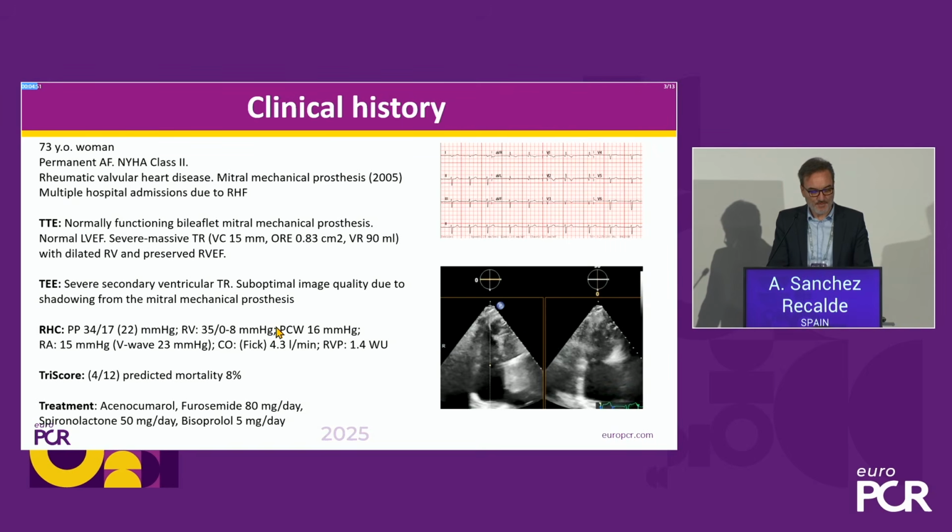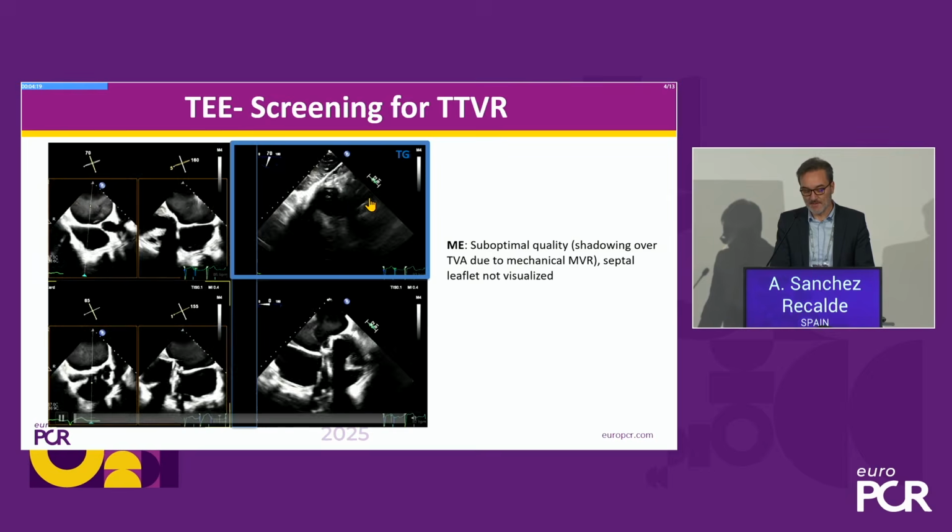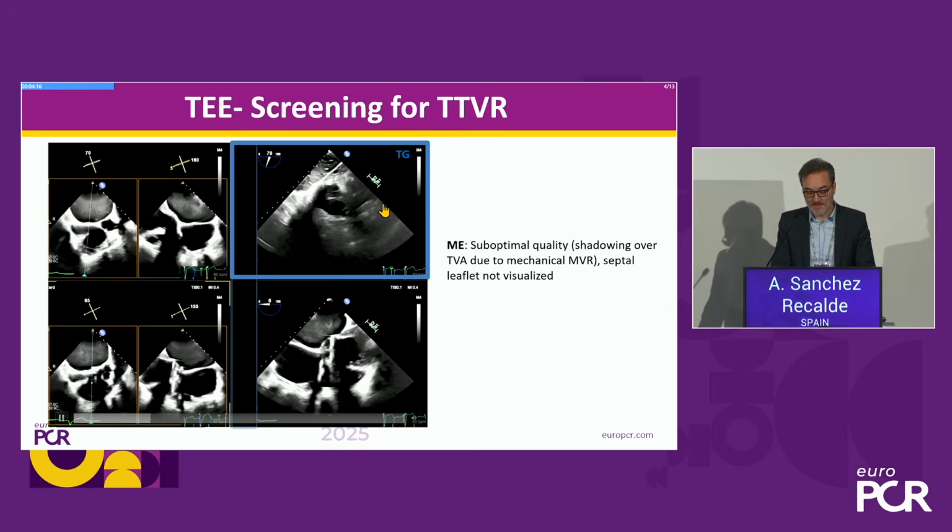So this is the case of a 73-year-old woman with a mitral mechanical prosthesis implanted in 2005, who had several hospital admissions due to right heart failure. Transthoracic echo showed severe massive TR with dilated RV and normal ejection fraction, and TEE showed severe functional TR. But the image quality was suboptimal due to the shadowing of the mechanical mitral prosthesis, and the septal leaflet could not be visualized even in the transgastric view.